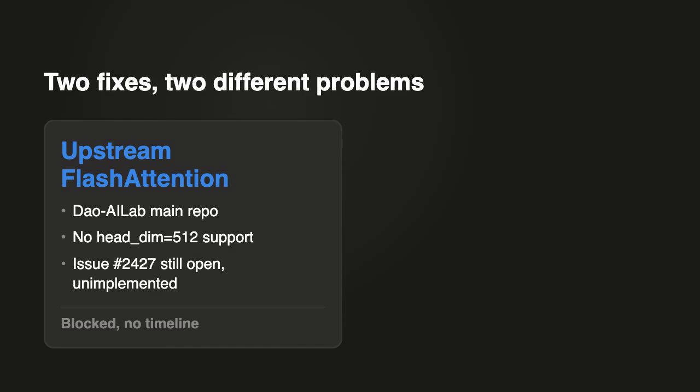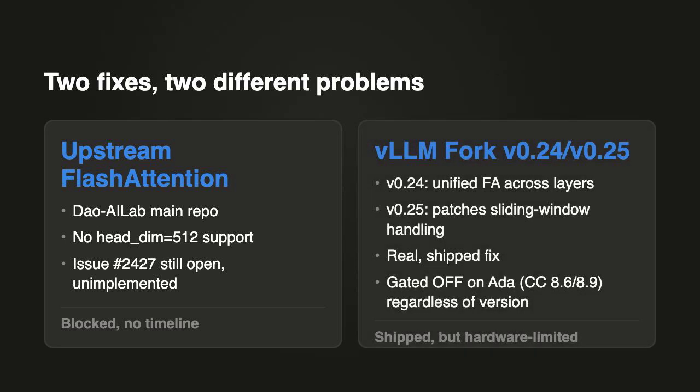Option 1. Stick with upstream Dao-AILab FlashAttention. It doesn't support head_dim equals 512, full stop. Issue 2004-27 is still open, still unimplemented. Option 2. Move to vLLM's own fork. v0.24 ships unified flash attention across all layers, and v0.25 patches sliding window handling on top of that. That's a real shipped fix.